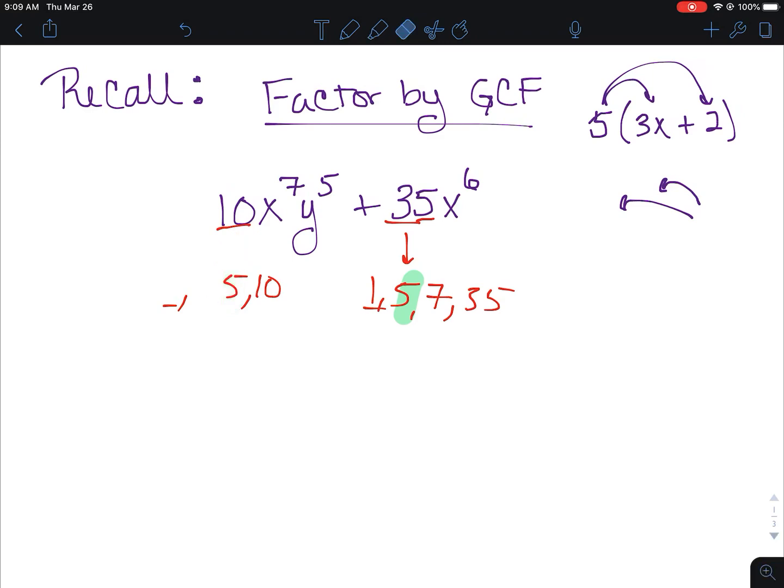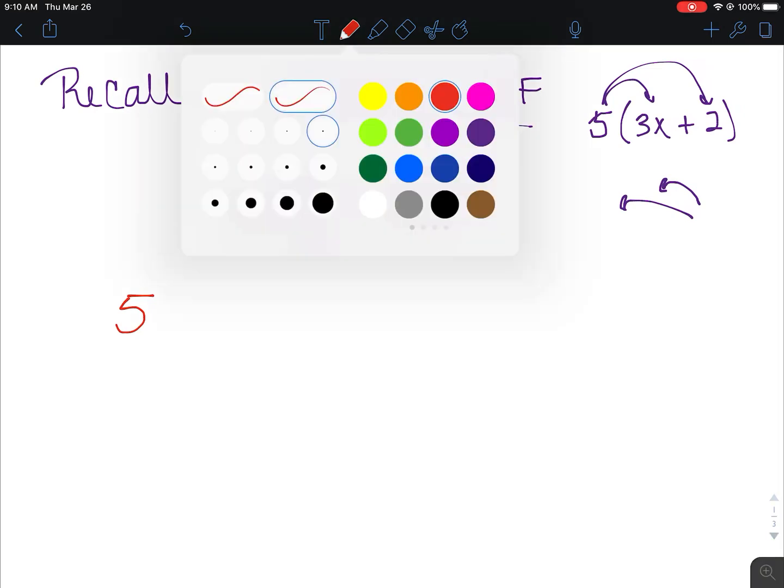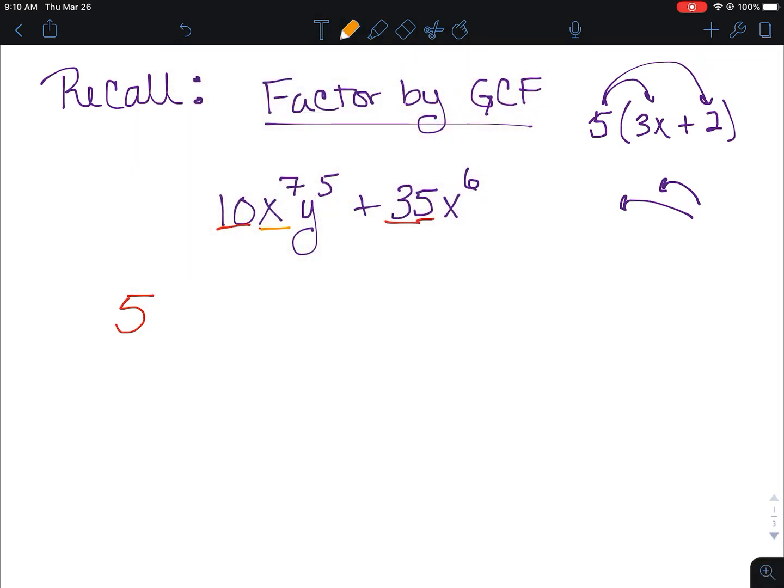So that's where I'm going to start, by, let's see if I can get rid of all this. There we go. By factoring out a 5. And then I look to the x's next. So x to the 7th, so I have 7 x's multiplied together here. I have 6 of them multiplied together here, so I can take out 6. They have 6 in common. You're always taking out the lowest amount of the variable that they both share.